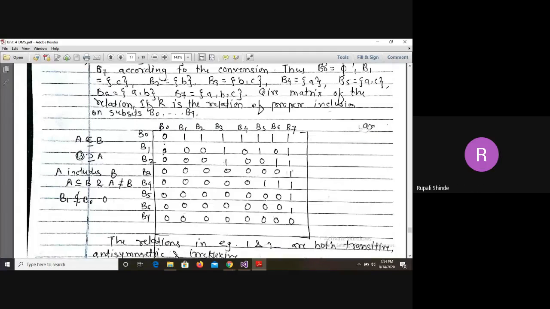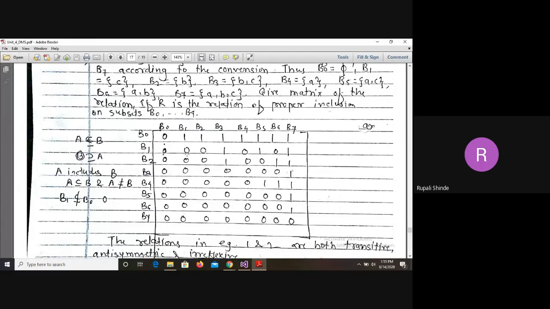Yes, ma'am. Okay. Now check for the second row. Second row is B1 and in that first column is B0. Now again we have to decide whether B1 is a proper subset of B0. Now what is the element of B1? B1 is equal to set C and B0 is equal to 5. Now check whether set C is a proper subset of 5. No. 5 is a subset of every set, but set C is not a subset of 5. That's why we have to mark here 0.